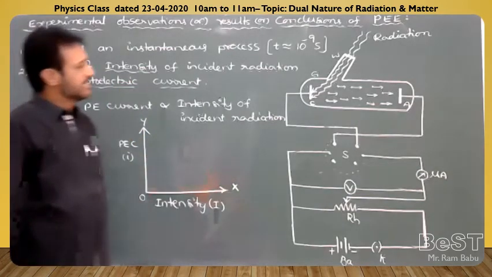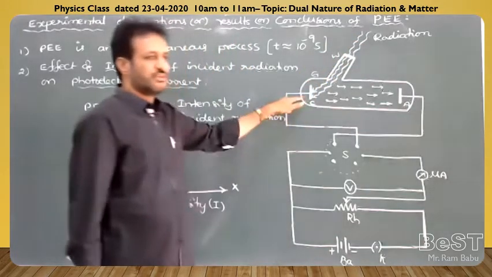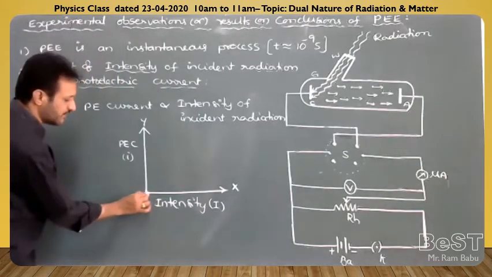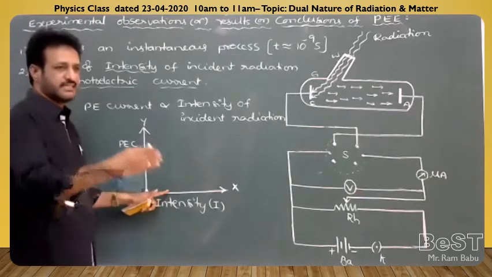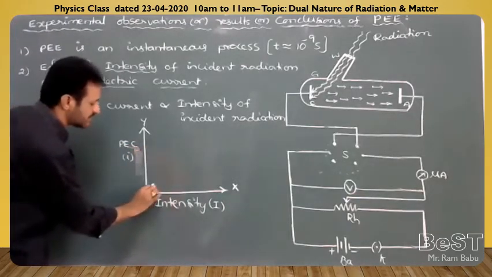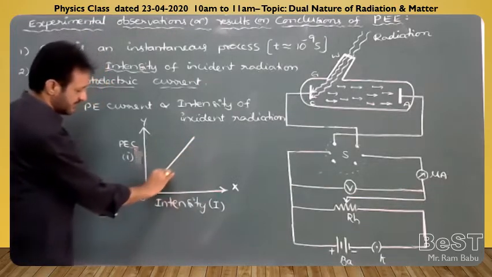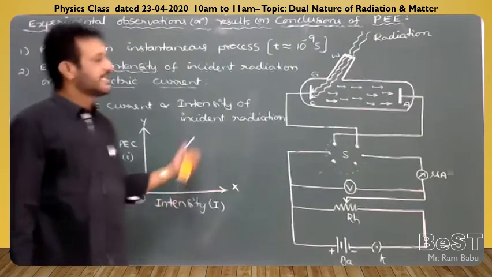For example, when intensity of the light is equal to 0, no electrons are emitted and no current passes. So we have to start from the origin. As the intensity of the light increases step by step, the current also gradually increases. So the nature of the graph is a straight line passing through the origin. So it is the intensity and photoelectric current relation. This is the second observation.